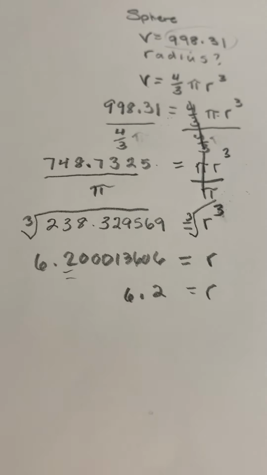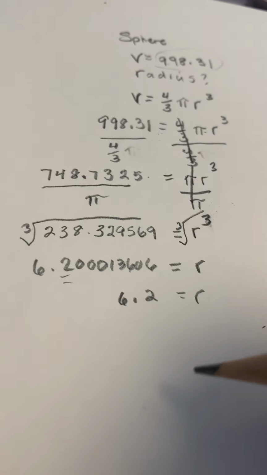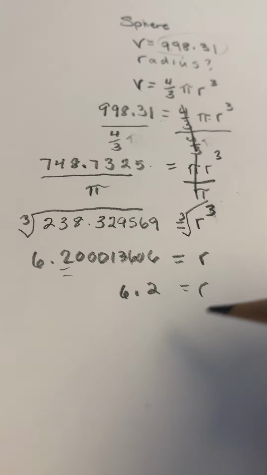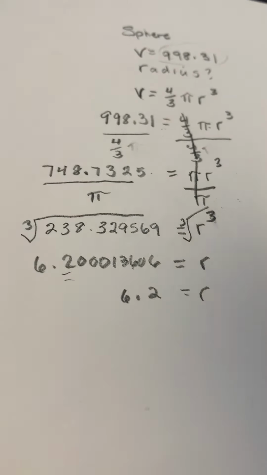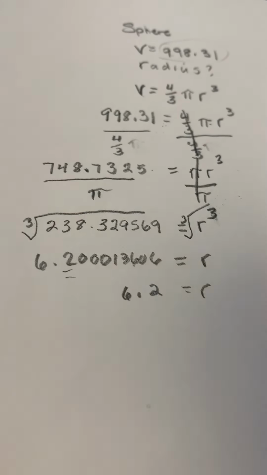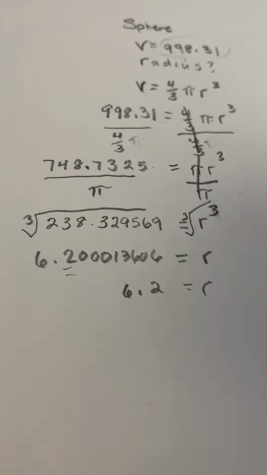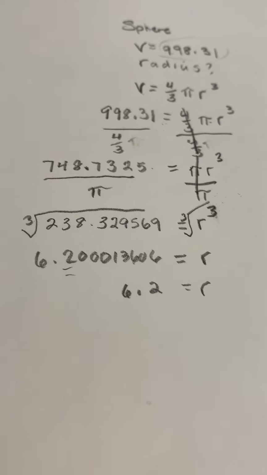Now this is a sphere, so this is a ball. So what are they saying? From dead center of that ball or sphere out to the outside of that ball is going to be 6.2 units, whether it's centimeters or meters or inches or whatever it is.